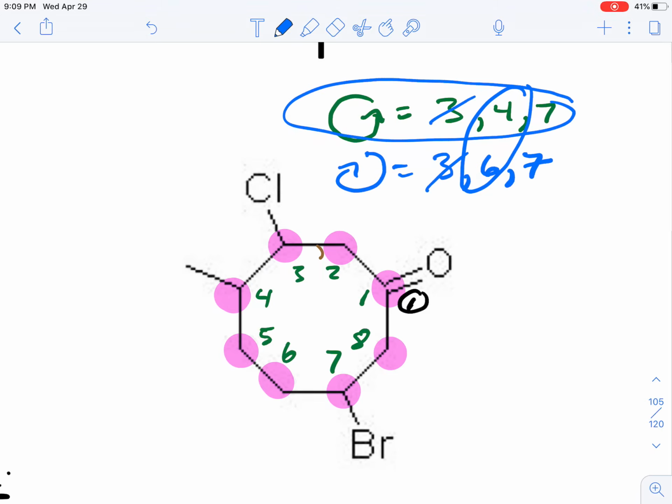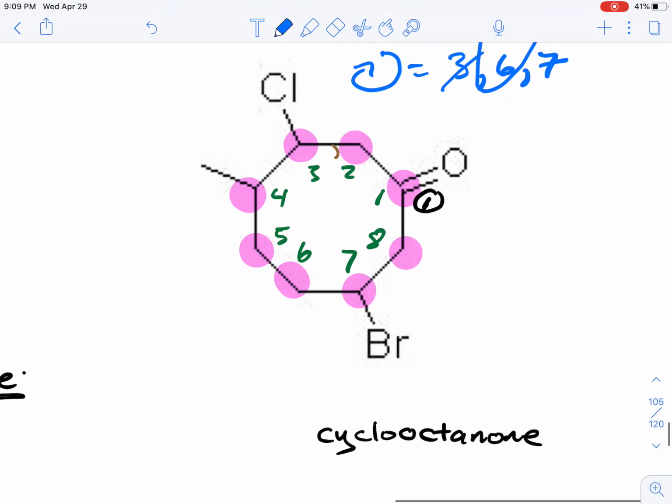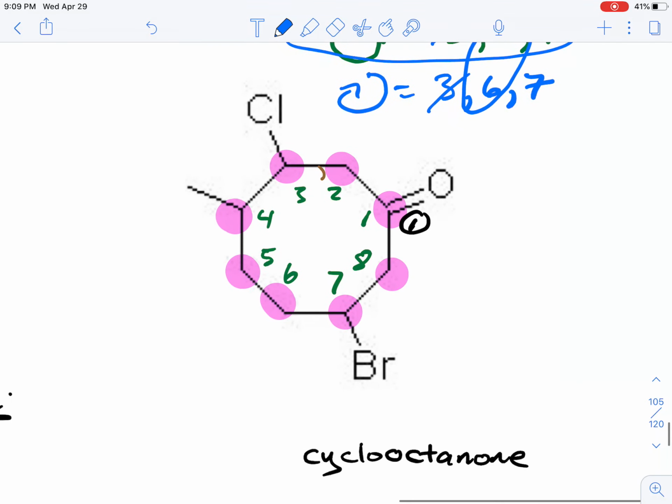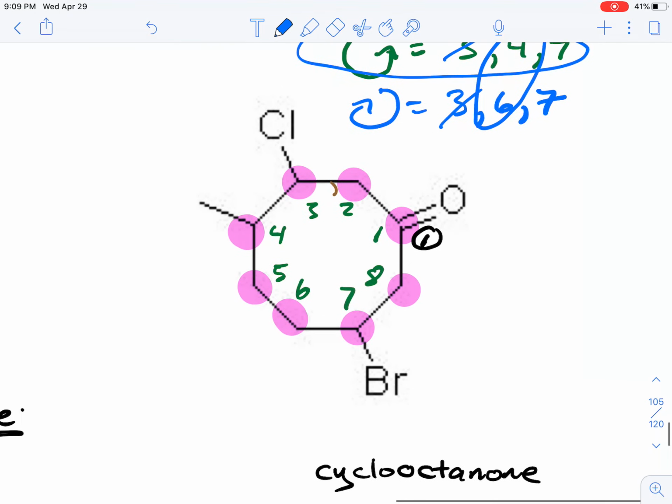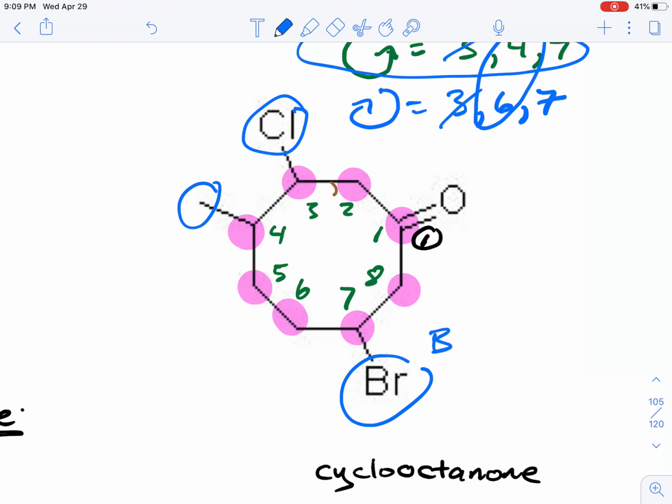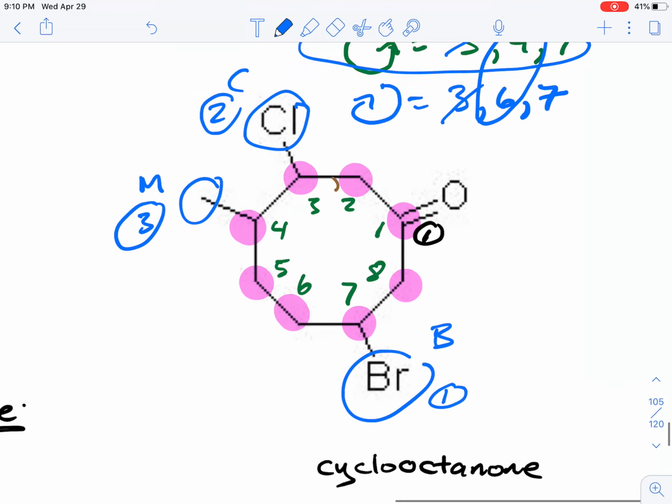And I'm going to go ahead and number my system counterclockwise. So it looks like I have a 3-chloro, I have a 4-methyl, and then I have a 7-bromo. And so since B comes first before C, and M in methyl comes after, I need to describe the bromine first, the chlorine second, and then the methyl third. And then finally, the parent name of the ketone last.